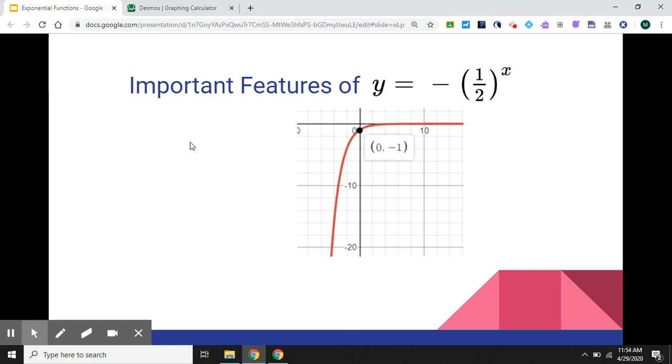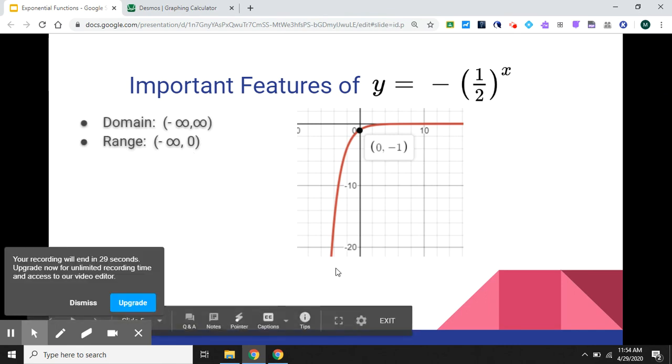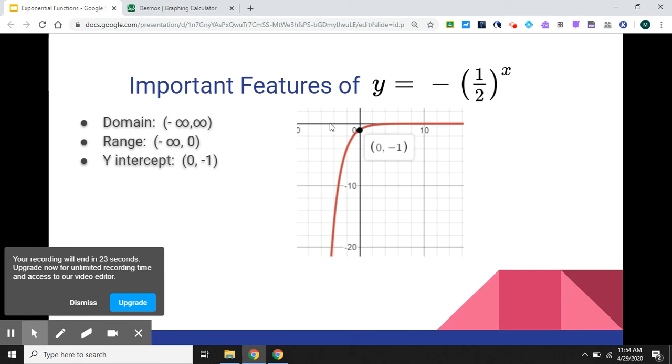Okay, so we can also reflect the 1/2 to the x. A lot of things are the same. Your domain is still negative infinity to infinity. Now our range goes from bottom to top, so from negative infinity to 0. The y-intercept is still at (0, -1), like it was for the other one, and the asymptote is still at y equals 0.